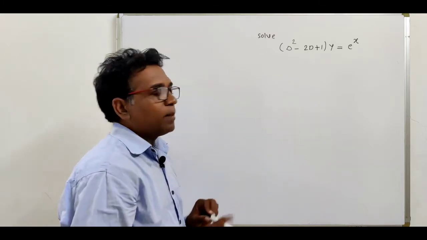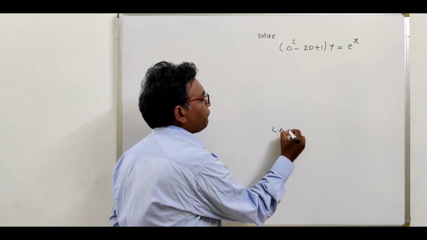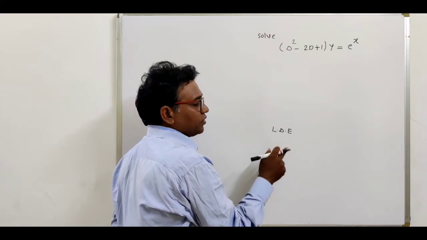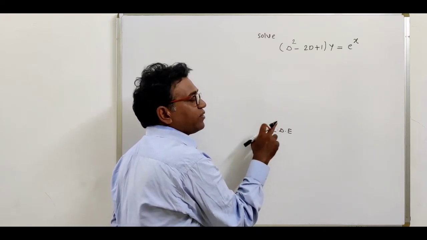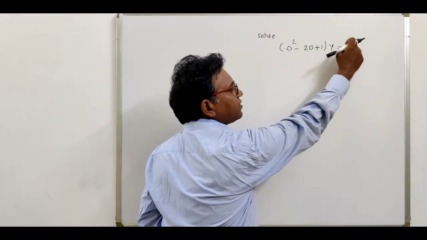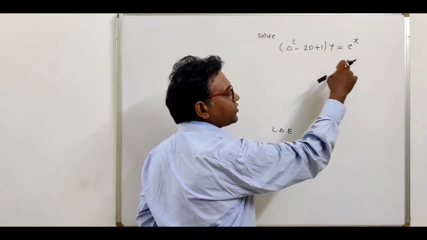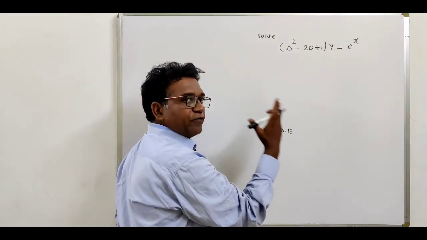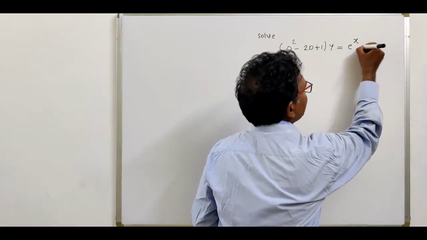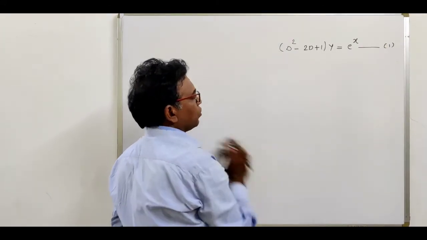Now see what is the given example. We are given a linear differential equation with constant coefficient. See what is this definition? A differential equation of the form f(D)y = X, where X is a function of x alone, this type of equation is called a linear differential equation with constant coefficient. So first of all, identify the given equation. So this is the linear differential equation with constant coefficient.